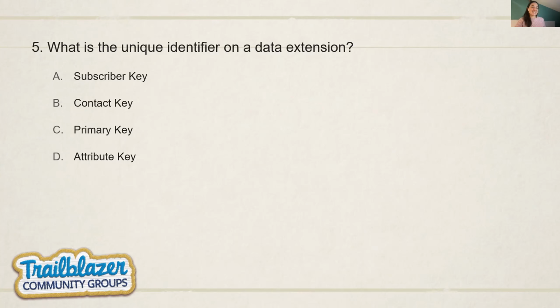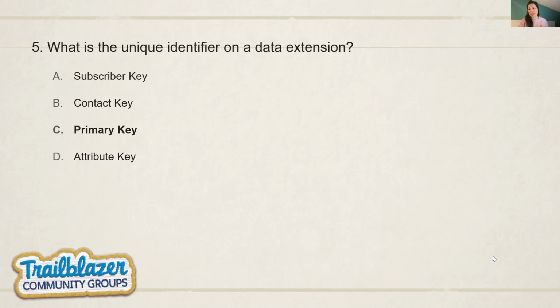Great. So this is our last question, and it is C, a primary key. So your unique identifier, you don't need to have a primary key on a data extension. You can have a data extension with no primary keys on it. But it is going to be the unique identifier on a data extension.